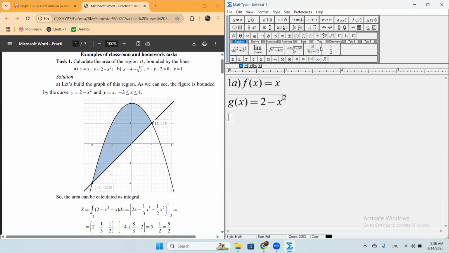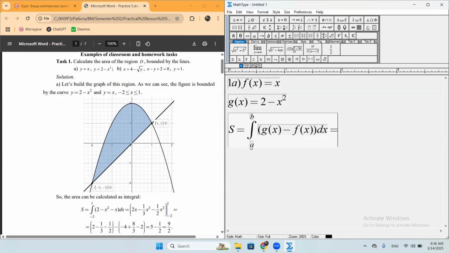So in this case, we need to calculate the integral. Area equals the integral from a to b of g of x minus f of x. So we subtract the bottom function from the top, the greater function.